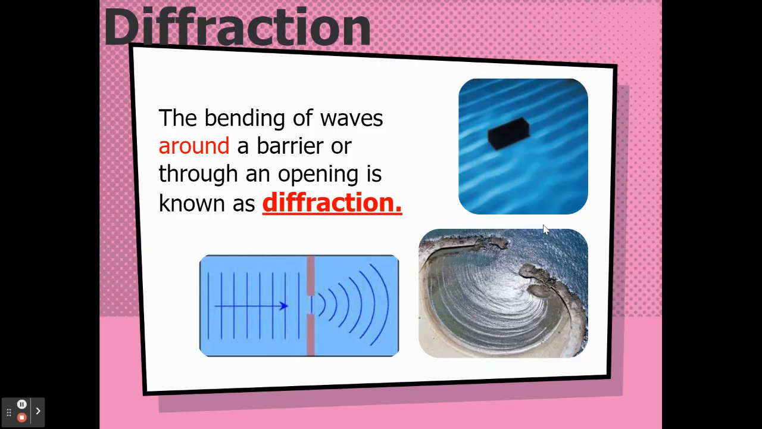Now you've got diffraction. So diffraction is the bending of waves around a barrier or through an opening. And again, this is known as diffraction. So you've got some waves traveling here, and you've got these barriers here blocking it from fully passing through, so it bends. Here's another example of these waves, water waves, approaching this cove. Is that the right word for it? Yeah, a cove. And you can see when the waves enter that they bend.